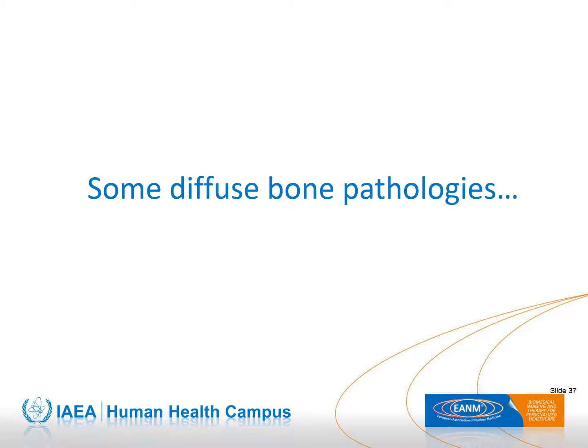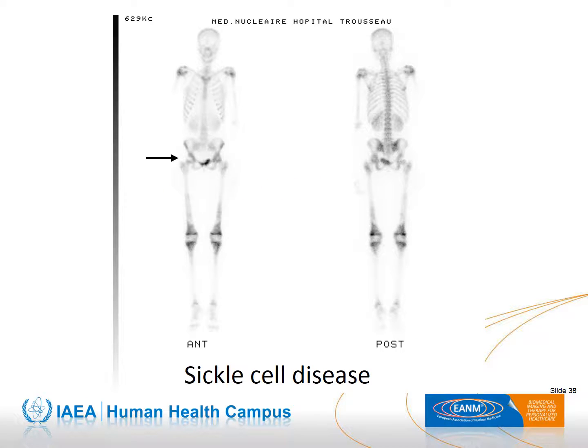Some patients are referred for whole-body scan because their pathology could affect the entire skeleton. Here is an example of a whole-body scan in a patient with sickle cell disease. Note the heterogeneity of the diaphysis and of the epiphysis of both knees. Note too the necrosis of the right femoral epiphysis.